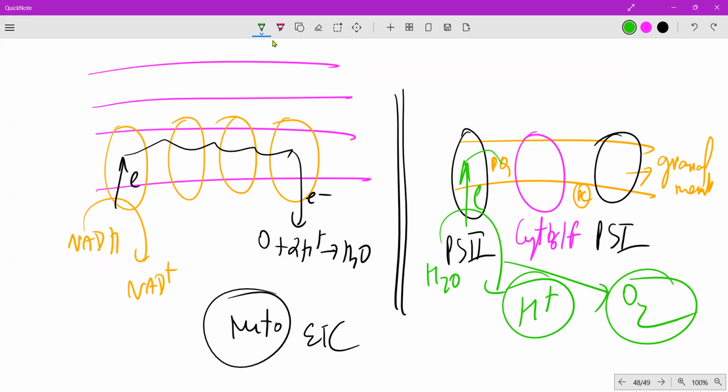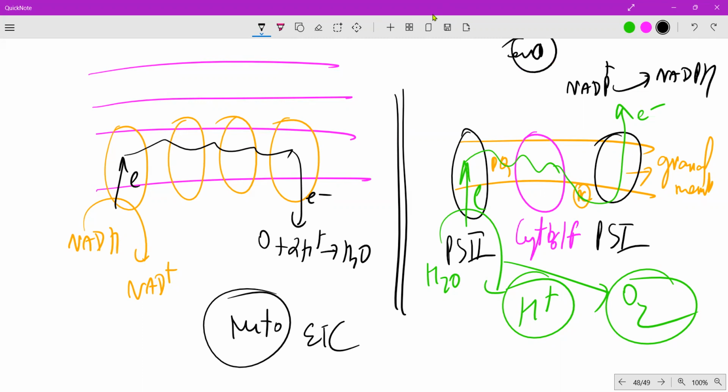Electrons pass through the ETC. Look at this. Electrons will pass through ETC. And finally, electrons come over here. What is happening here? NADP positive is converted to NADPH. And this is the end. What is happening in photosynthesis? In photosynthesis, what you have to look at is that we start with water and we end with NADPH. We start with water and we end with reduced coenzyme.